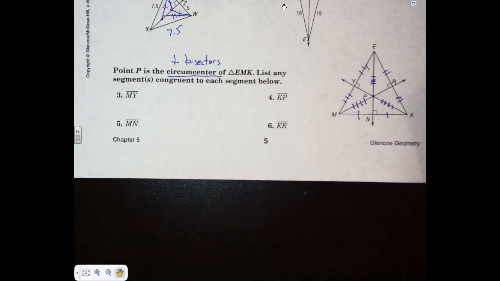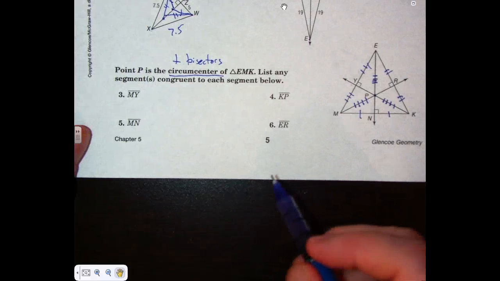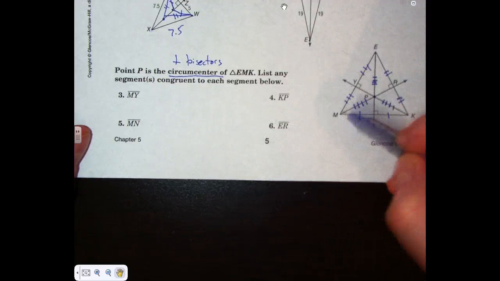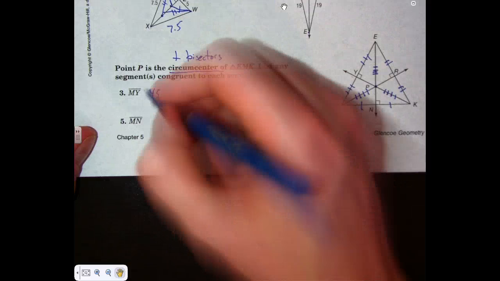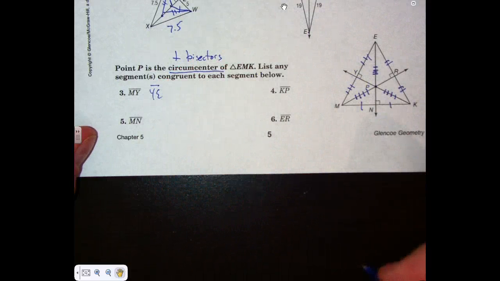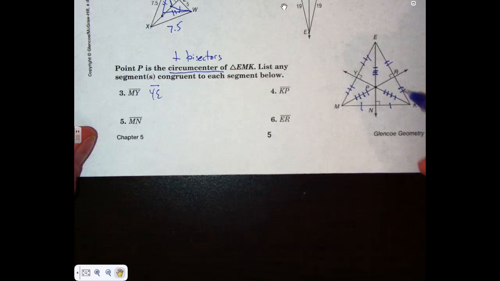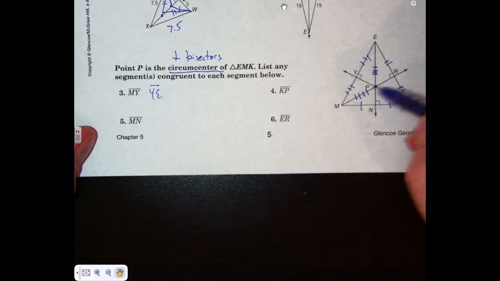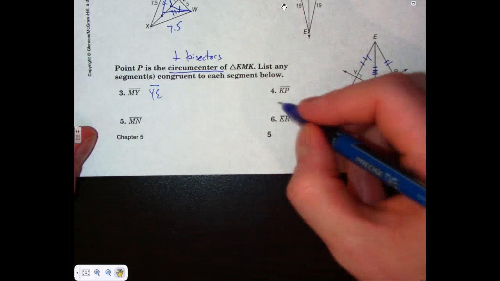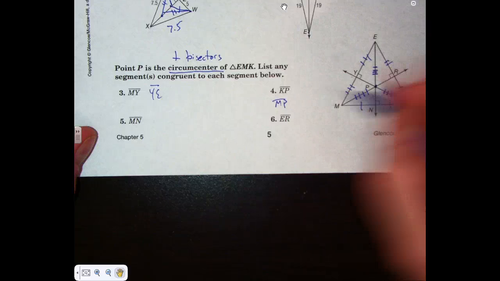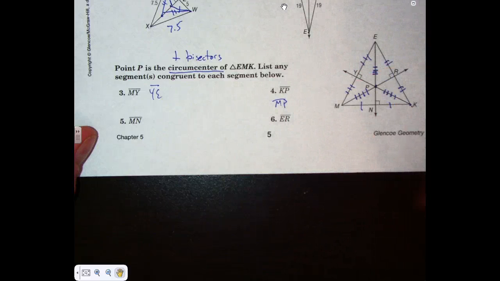So the question is, name all the segments congruent to segment MY. Well, Y is the midpoint of EM, so MY is congruent to YE. Okay. Next, KP. KP is the segment that connects the circumcenter P to K. So that's the distance from the circumcenter to the vertex. There are three segments that are congruent there: KP, MP, and EP.